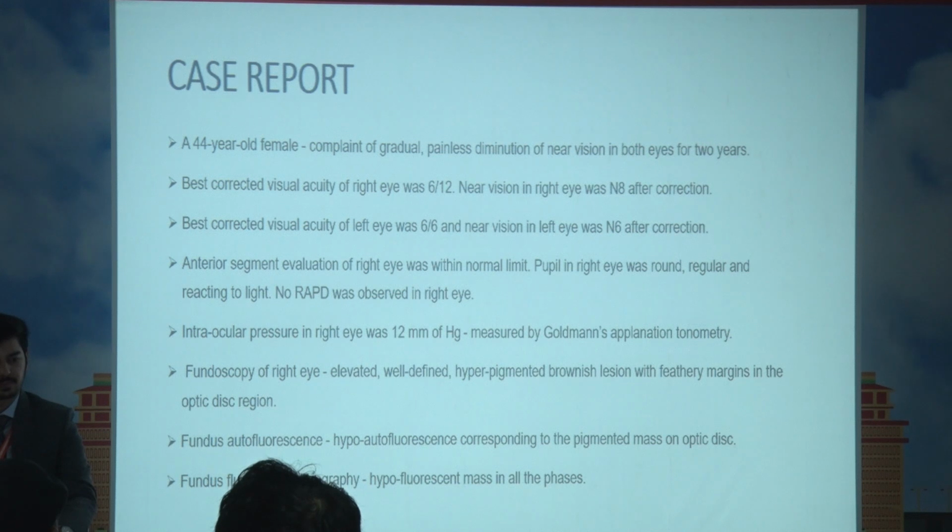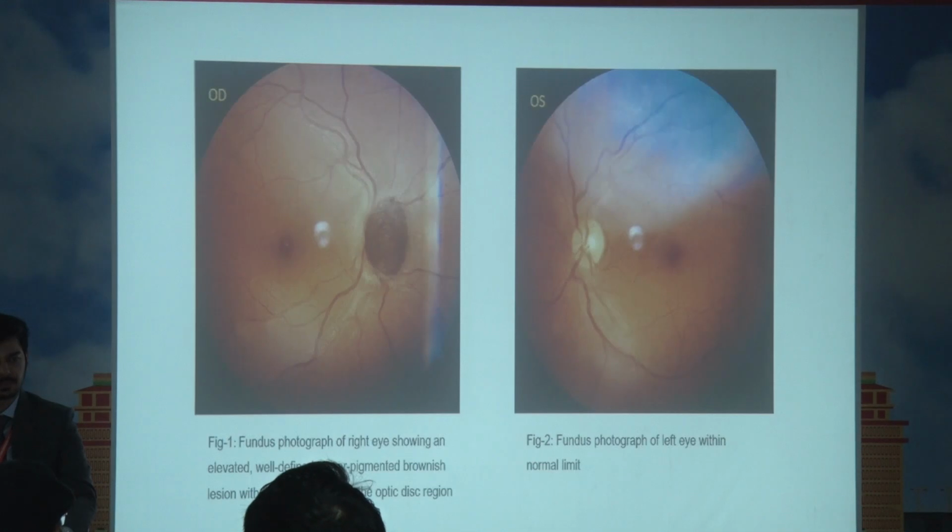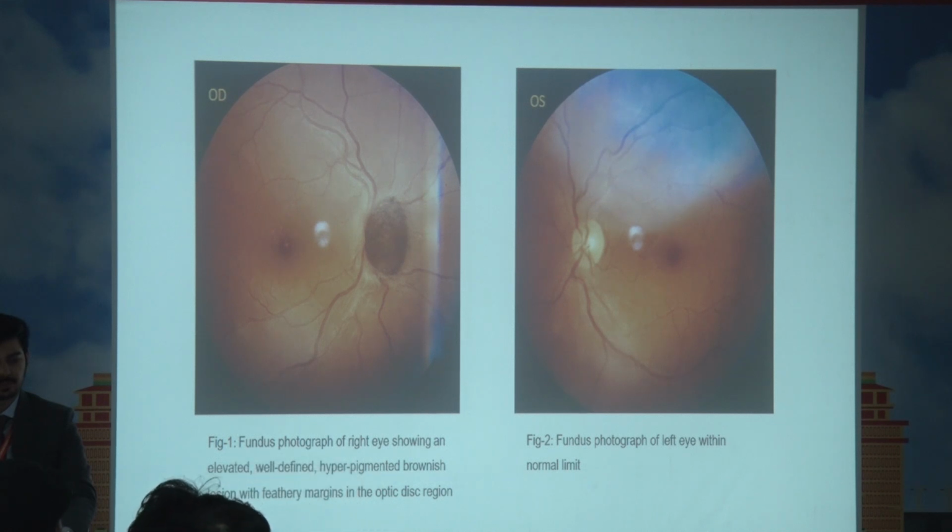Fundoscopy of the right eye revealed an elevated, well-defined, hyperpigmented brownish lesion with feathery margins in the optic disc region. Fundus autofluorescence revealed hypoautofluorescence corresponding to the pigmented mass on the optic disc, and fundus fluorescein angiography revealed a hypofluorescent mass in all the phases. So this is my fundus photograph. As you can see in the right eye, there's a well-defined hyperpigmented brownish lesion with feathery margins in the optic disc region. The left eye's fundoscopy is well within normal limits.